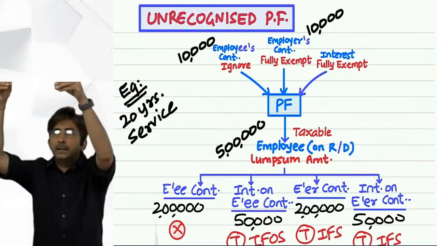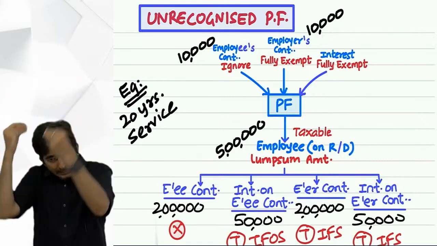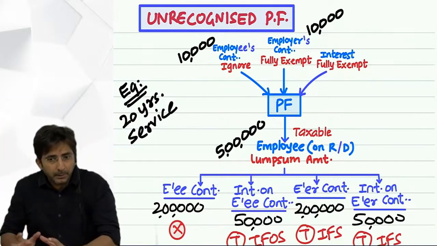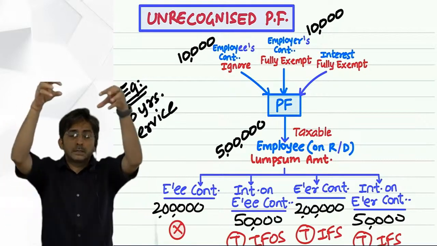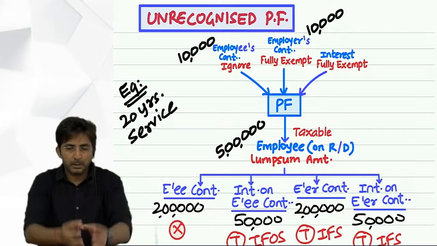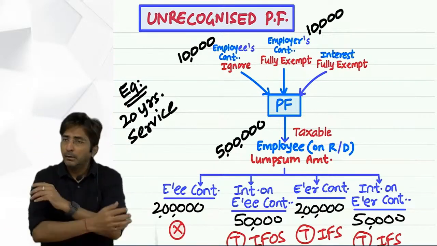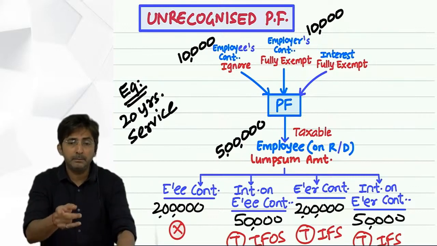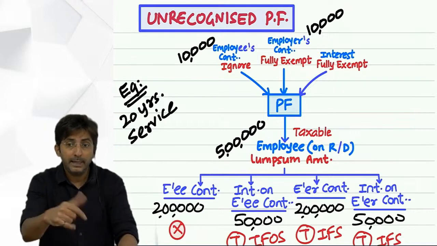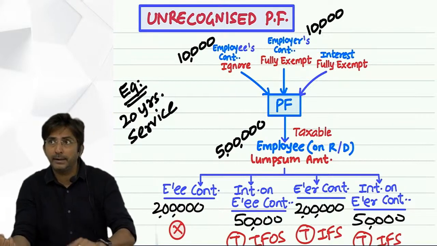In SPF, when money is accumulated, that time also exempt, and when you receive the lump sum amount, that time also exempt. But in RPF, when money is accumulated, partly exempt, partly taxable. But when you receive the lump sum at the end, fully exempt, provided minimum service of 5 years. And here it is exempt under section 10(12). SPF was 10(11), this is 10(12), 11 and 12.